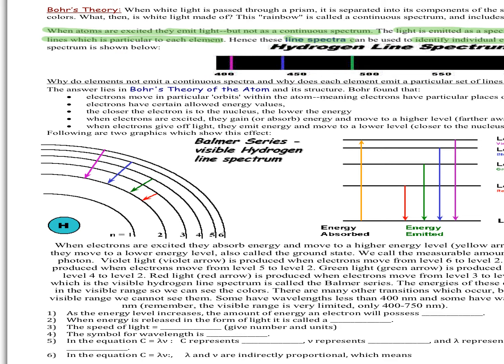So why do elements not emit continuous spectra, and why does each element emit particular lines on the line spectra? Well, this is going to lie in that Bohr theory. Bohr found that electrons move in particular orbits within the atom, meaning electrons have particular places or levels. The fact that we can draw it in a specific orbital means that's where it should stay, in that orbital. Electrons have certain allowed energy values. The closer the electron is to the nucleus, the lower the energy.